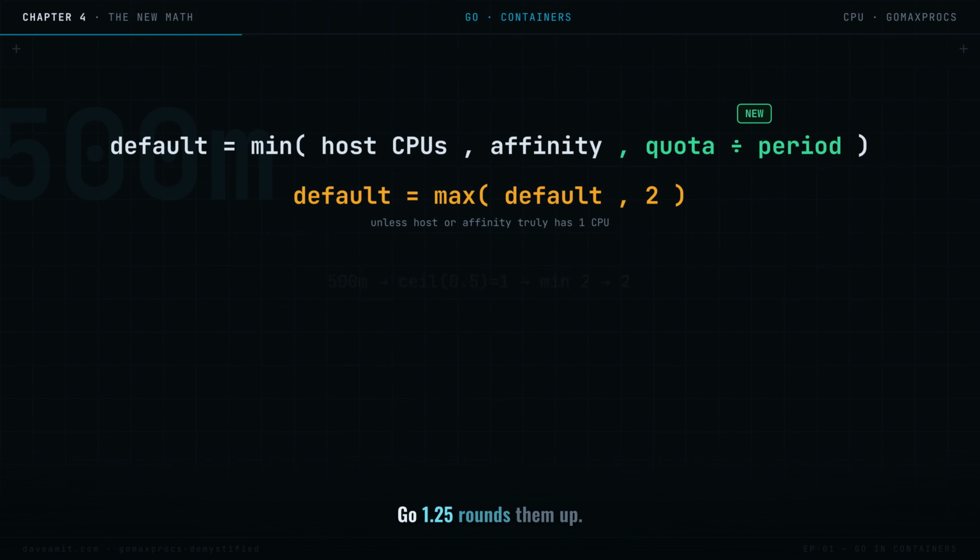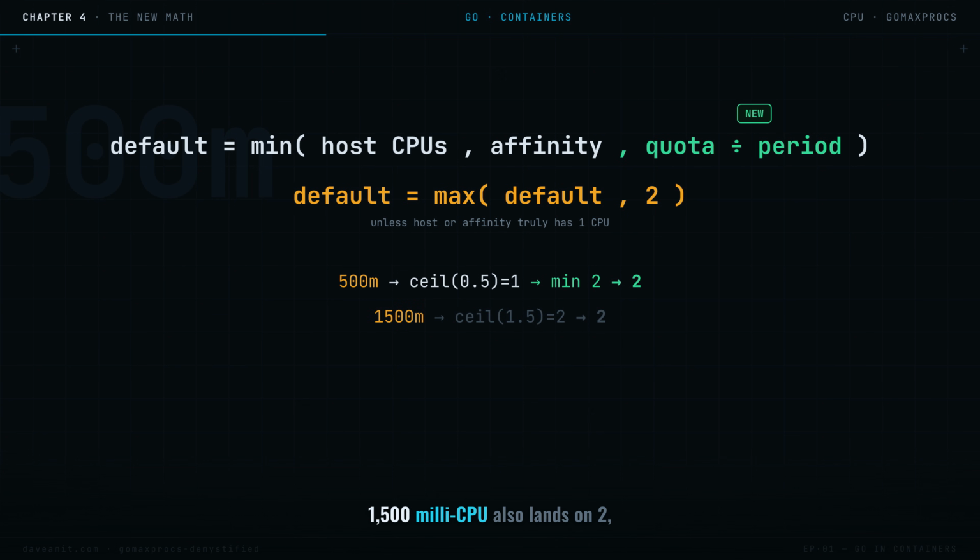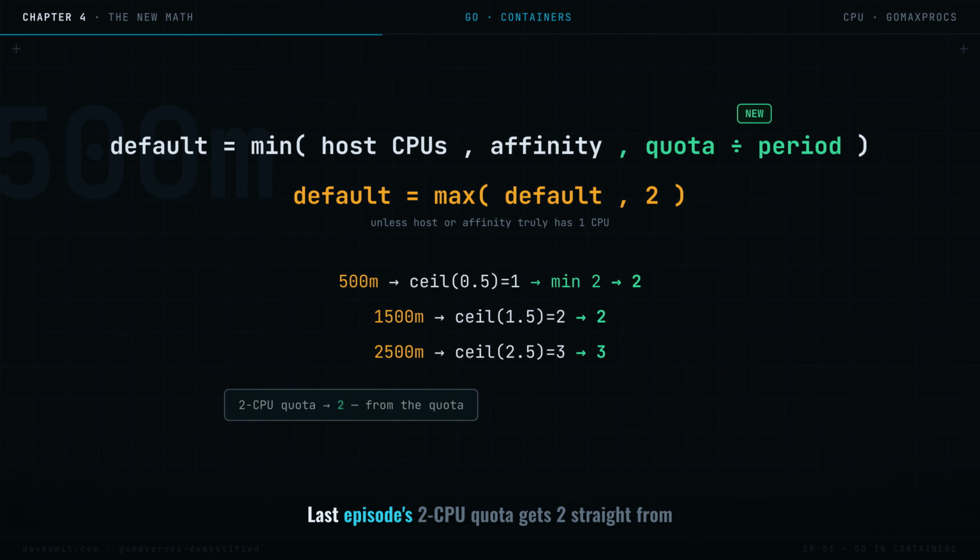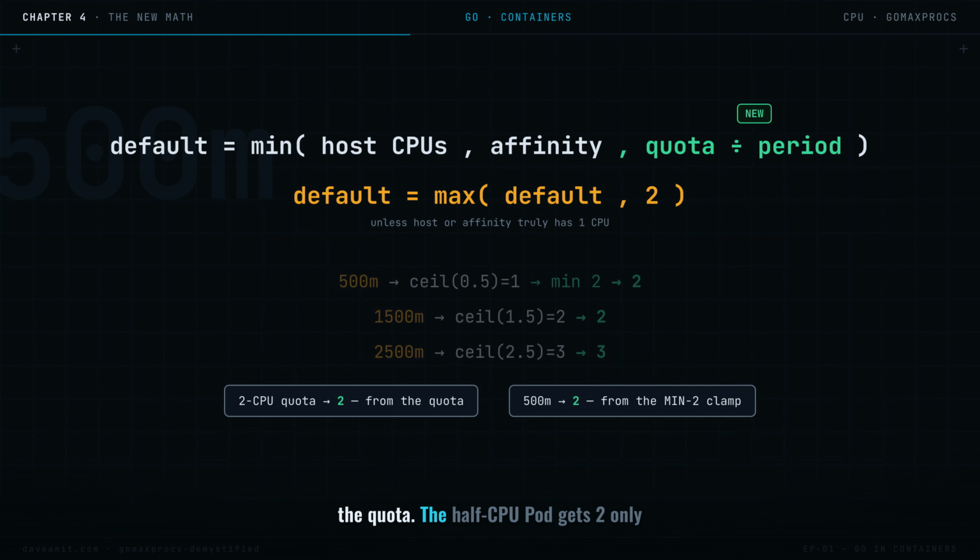Go 1.25 rounds them up. 500 milli CPU, the ceiling of 0.5 is 1. Then the floor of 2 kicks in and you get GOMAXPROCS 2. 1500 milli CPU also lands on 2, and 2500 gives you 3. And notice the distinction. Last episode's 2 CPU quota gets 2 straight from the quota. The half CPU pod gets 2 only because of the floor.